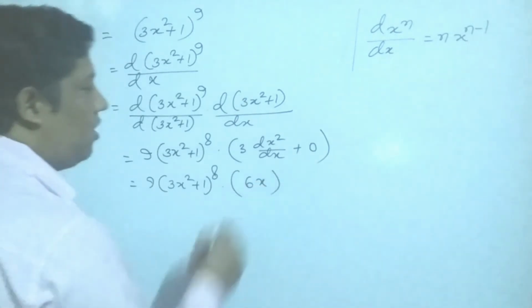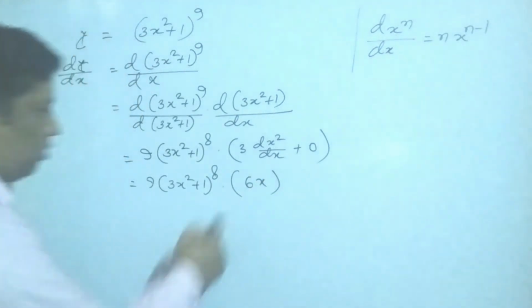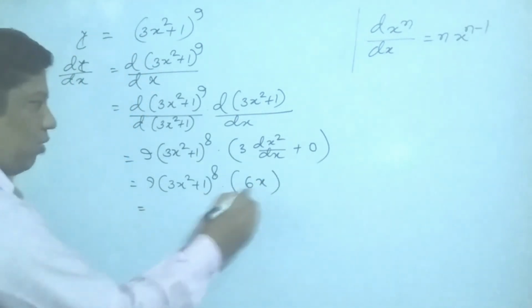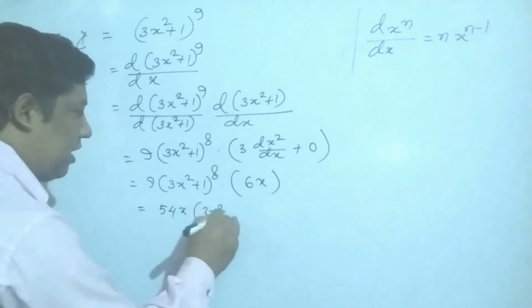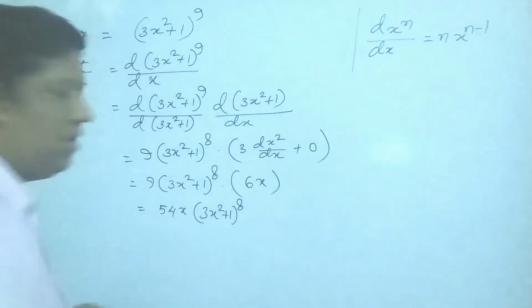From this side I also take the common minus, the 0. Now you can multiply these two minus terms. When you multiply, it will become plus, and you get 54x and the remaining portion x square plus 1 power 8 I have to write as it is. And that is the answer.